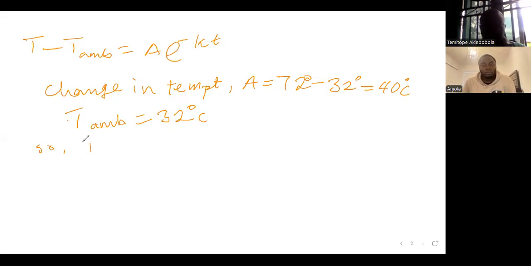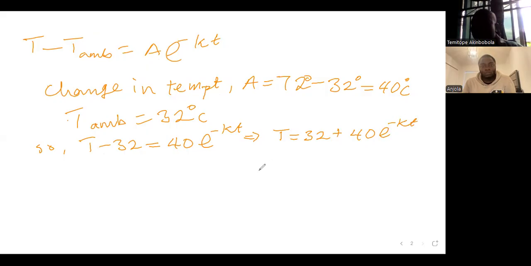So T minus 32 equals 40 e raised to power minus kt. And that means T equals 32 plus 40 e raised to power minus kt. So we'll have our model to that extent. Let me just tag this equation 1 for easy reference.